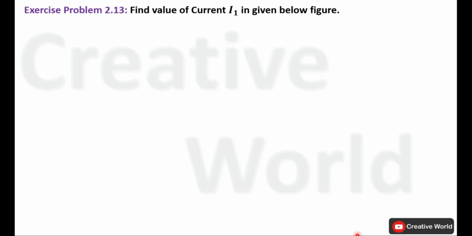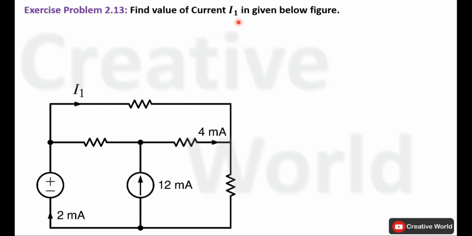Exercise problem number 2.13. Find value of current I1 in given below figure. This is the circuit diagram of given problem. We have to find the value of current I1 in this circuit.